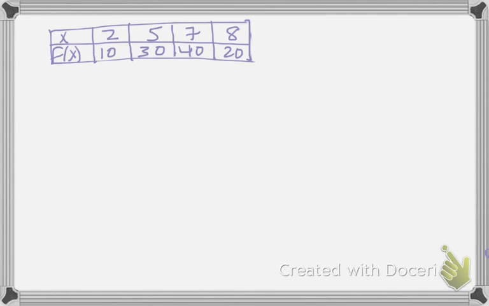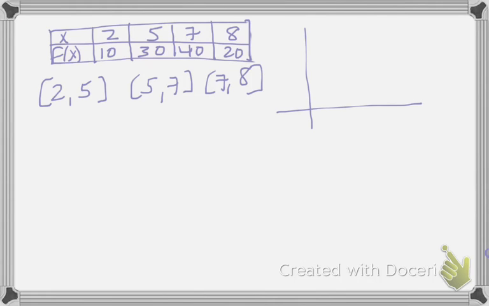Okay, these are solutions for some of Tuesday's homework. So this was the table that you were given, and you were told to use the intervals from 2 to 5, 5 to 7, and 7 to 8 to use trapezoids to approximate the area. So if you have trouble visualizing this, you could always graph it.